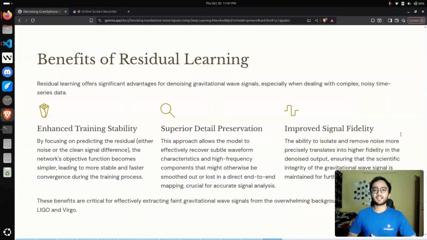It makes sure that details are preserved quite well, and that the signal is detailed and the final output has minimal loss. The ability to isolate and remove noise translates into a higher detail of the final output, and it makes sure that the scientific data that is stored in the gravitational wave signal is still available for numerical analysis.